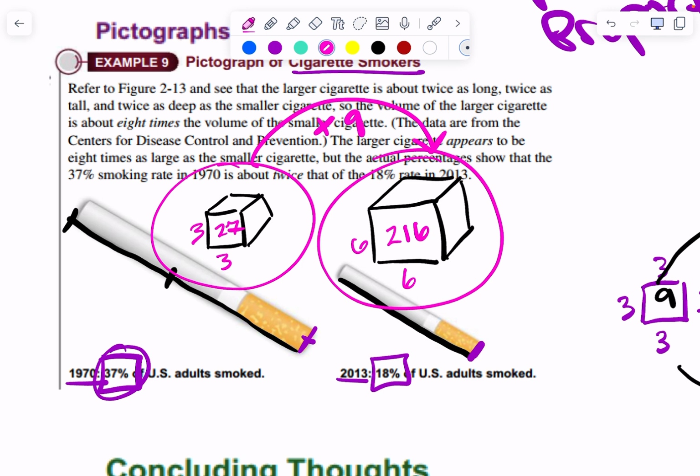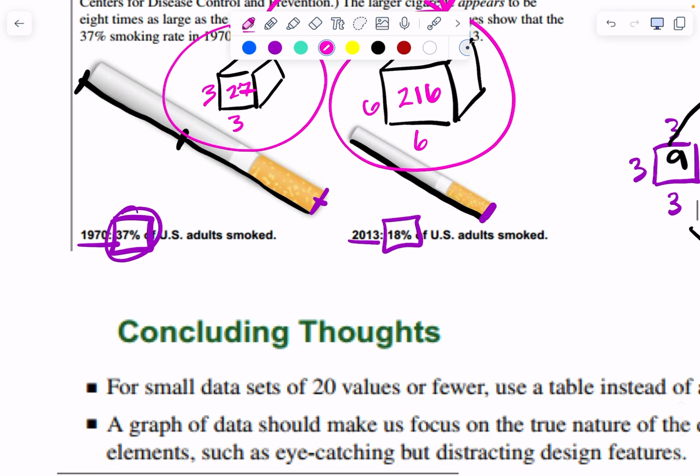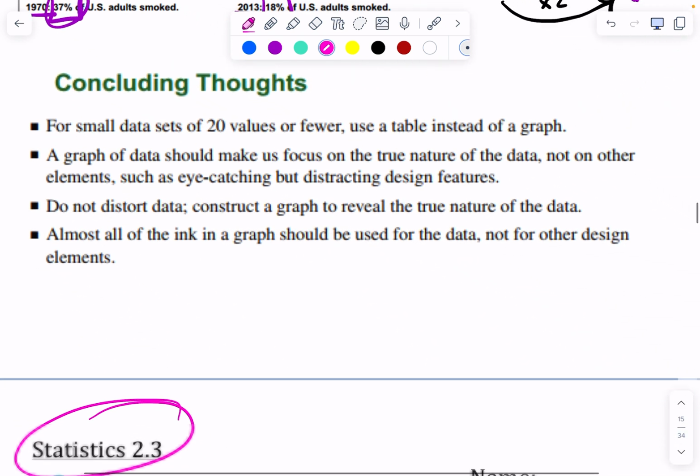Because I can look at the numbers and see that it's supposed to be double, but my brain doesn't see it as double, right? It sees it as way bigger than that because it's two-dimensional or three-dimensional. So pictographs, stay away from them. Yeah, they're fun in 4th grade, but not in big kid class, okay? Got it?